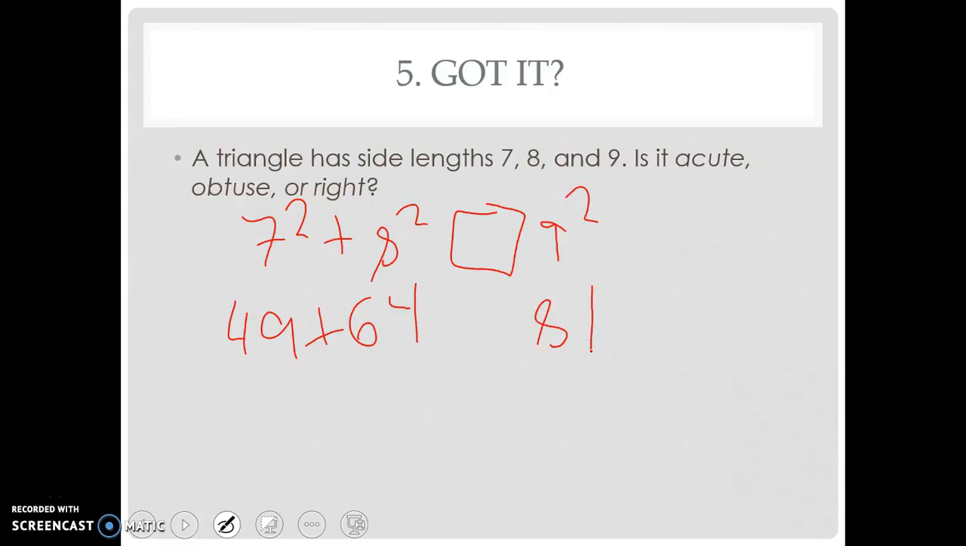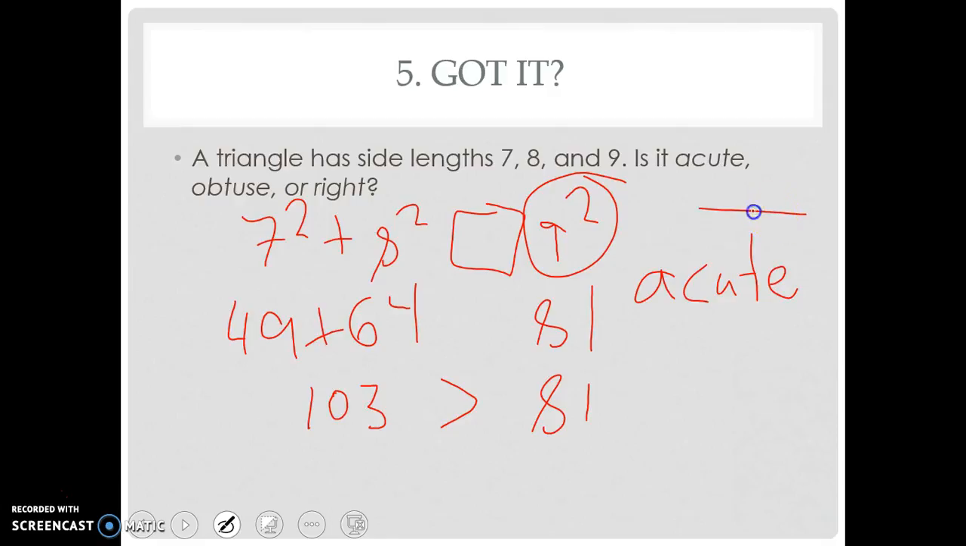49 and 64 is 103. And 103 is bigger than 81. That means your hypotenuse, remember, your hypotenuse is smaller. Your hypotenuse, the last part, is smaller. If your hypotenuse is smaller, then it's acute. Look at the acute triangle. You're so acute. There we go.